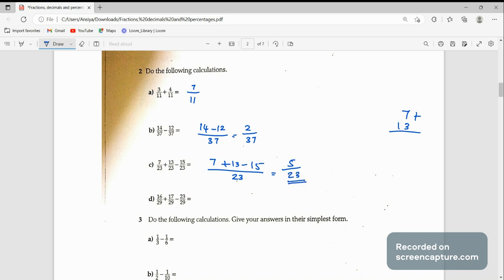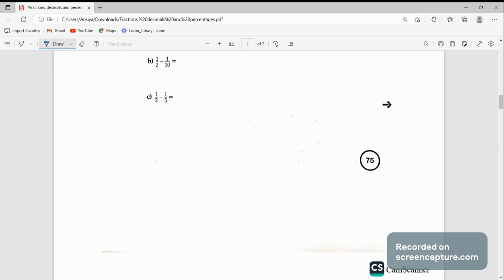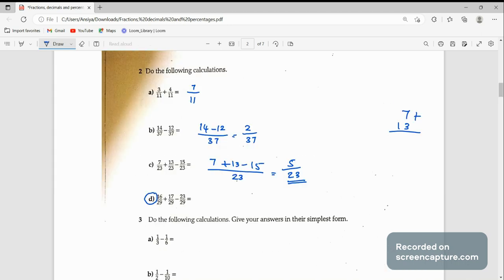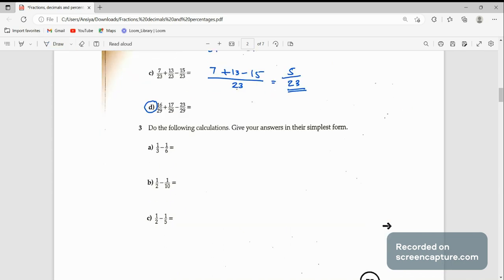Now the next one. This is also the same, addition and subtraction with the same denominators. So try this out. Now some more calculations. Okay, some more calculations, but the denominators are not the same. Do the following calculations, give your answers in their simplest form.